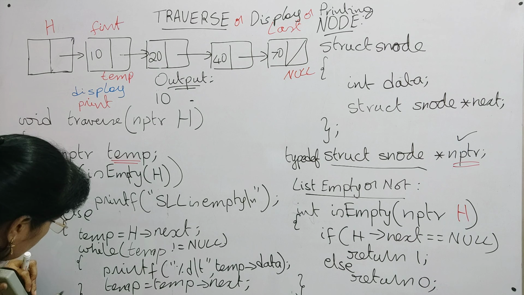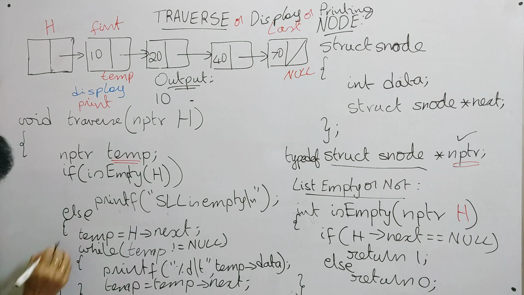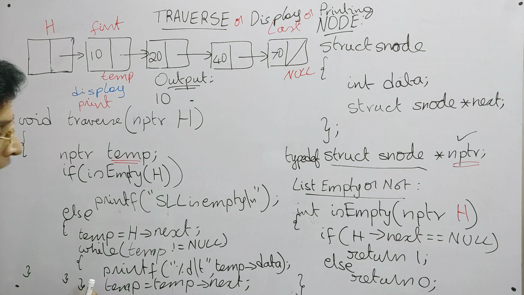This is the end of the while, this is the end of the else part, and this is the end of your function. I think you cannot see it, so this statement is available for you. This is the closing of the while, this is the closing of the else, and this is the closing of the function. Okay.